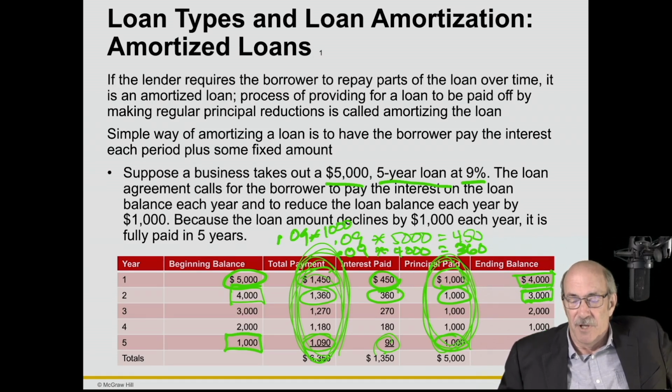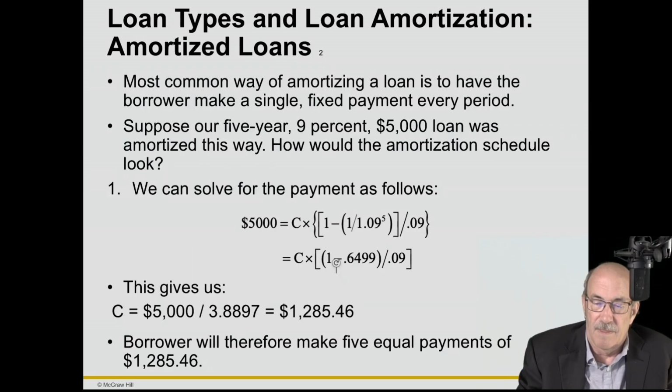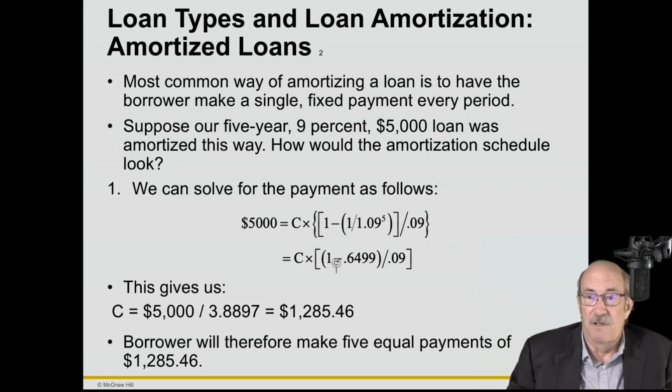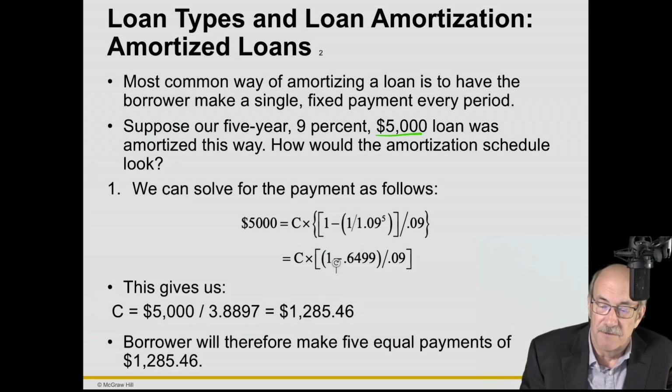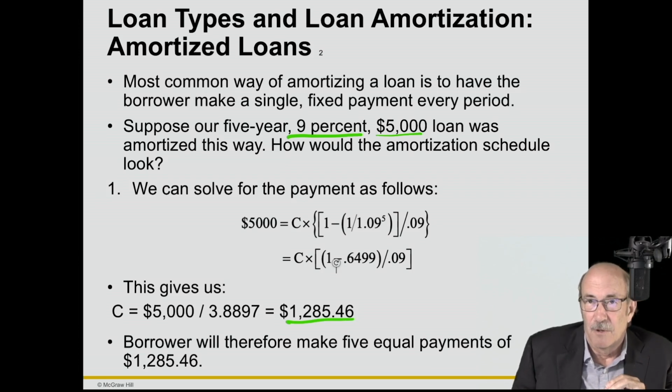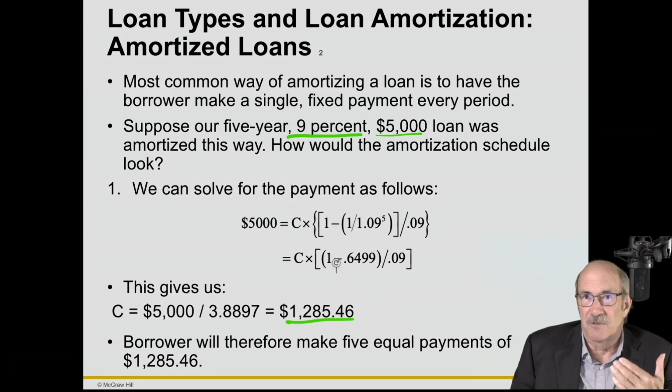There's another type of amortized loan where we actually pay a constant payment. And so every period, it's the same payment. If we were to do this with that same $5,000 loan, 9% for 5 years, our payment would be $1,285.46. So we'd make 5 payments of $1,285.46. By the end of the 5th year, and that last payment, we would have paid back all of the interest and all of the principal.